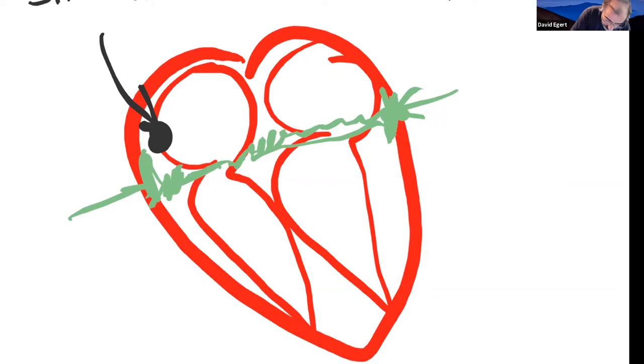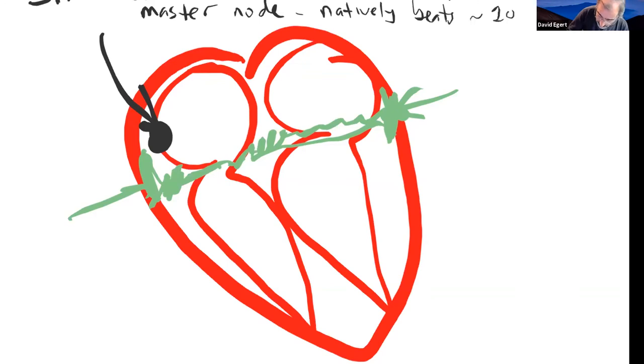So this is kind of the master node. This is the thing that controls everything else. This natively beats around 100 beats per minute. If you had it disconnected from the nervous system, it would beat about 100 beats per minute. But normally around 70. Oh my God, nobody stop me. Beats per second, that would be crazy. Your chest would be... beats per minute. So normally it's more like 70 beats per minute.